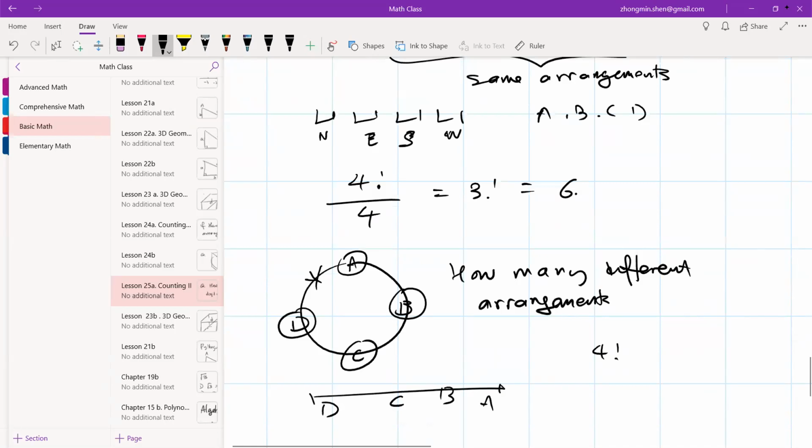But how many locations can you make? One, two, three, four, okay? There are four different locations. So that's the reason you still get three factorial, okay? There's three factorial different arrangements, keeping the relationship between them, not the position, okay? I'm talking about arrangement, so keeping the relationship among them.